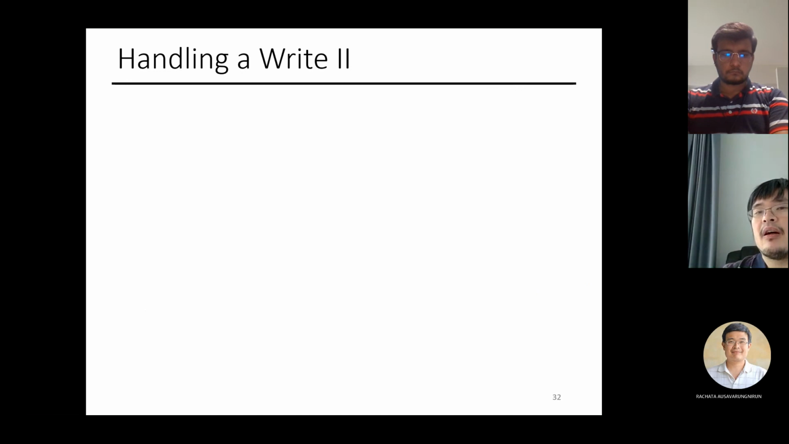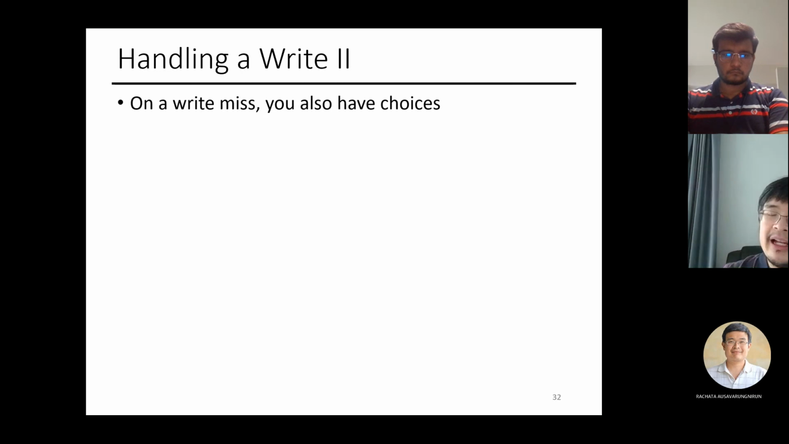So, handling writes again, on the write miss, you have a choice. Are you going to put this block in the cache or are you going to skip it completely? Why is that the case?